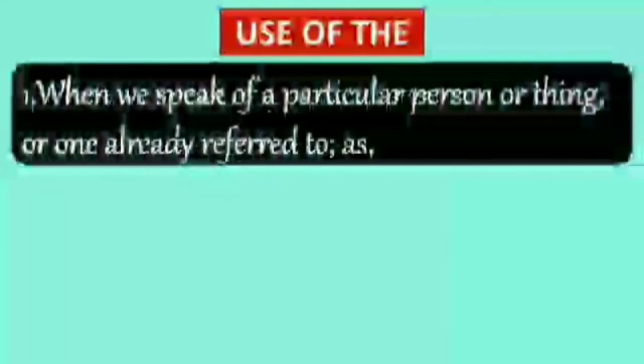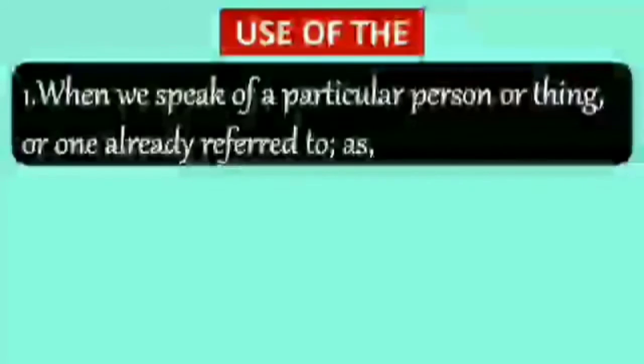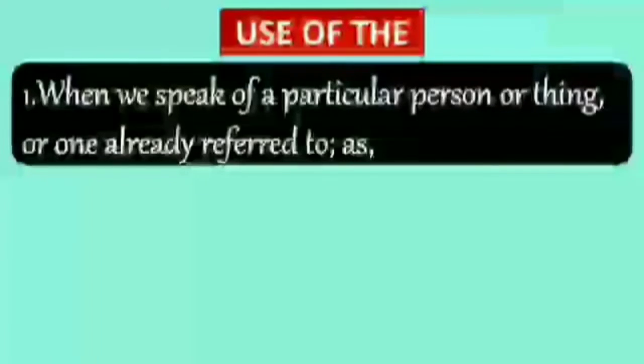Now let's start the use of the. I have already told you that the is a definite article because it points out some particular person or thing. So according to Wren and Martin's grammar book, there are a total of 8 uses of the. The first one is when we speak of a particular person or thing or one already referred to.